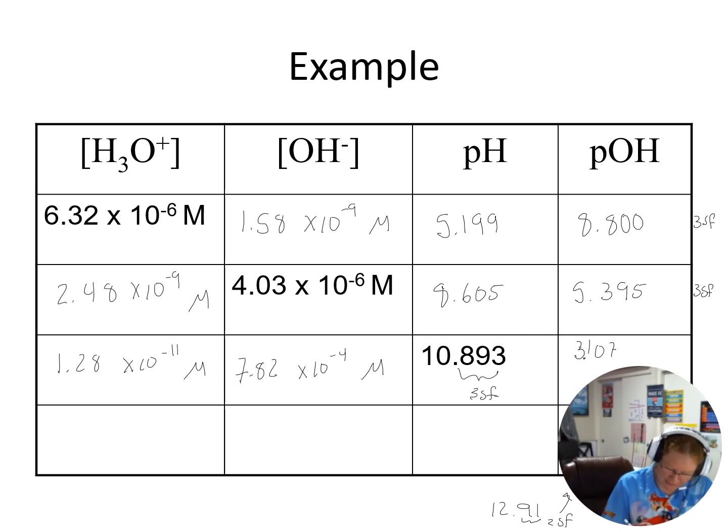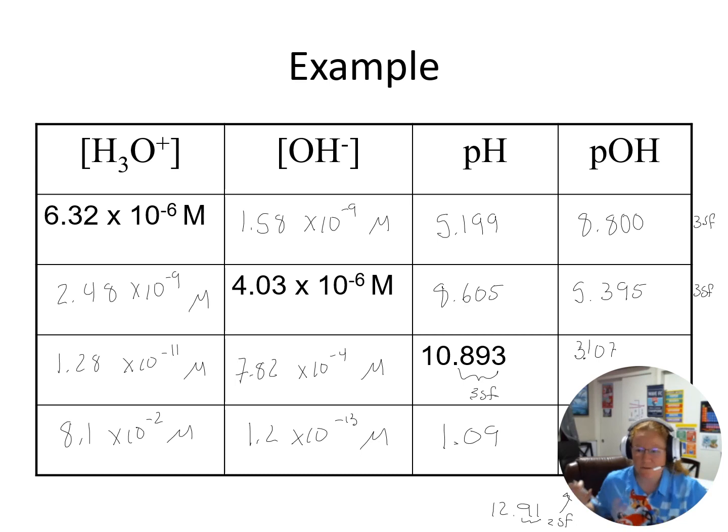All right, and our last one, we're down to 2 sig figs. So I have 8.1 times 10 to the negative 2nd molar, 1.2 times 10 to the negative 13th molar, and 1.09. All right, so those are our pH calculations.